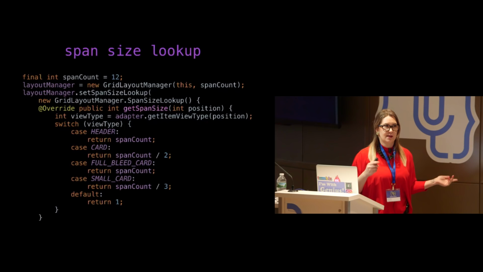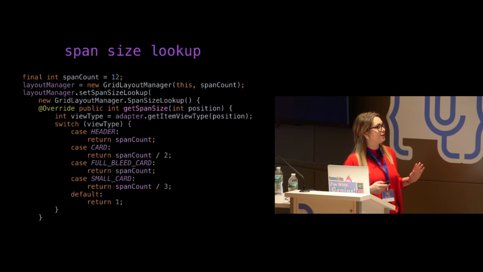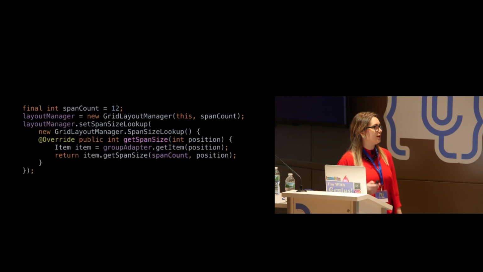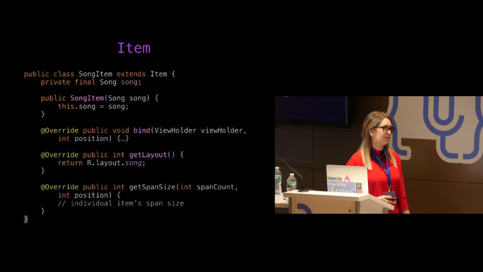So to get different spans per view type, we'll set a span size lookup on the grid layout manager. And you may be thinking that this switch statement looks familiar. And in that case, you're right. It is a pattern that we saw before and we're trying to get rid of. So my recommendation is that you delegate this span decision to the individual wrapper class, to the item itself. And that lets you have a great deal of flexibility. Not only does it clean up your code, but it makes your list more efficient because it means that you don't have to have separate view types and inflate more views just to have your items vary in span count.